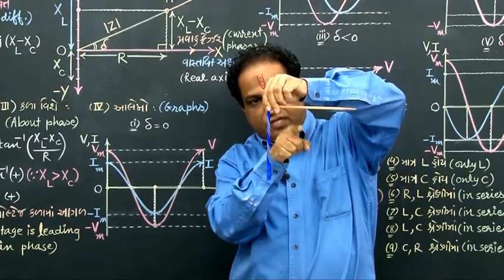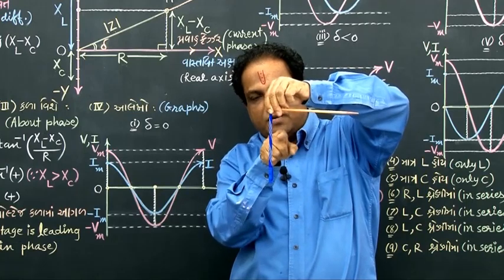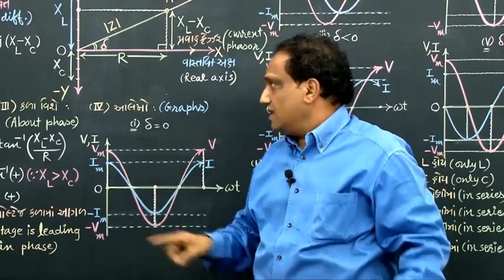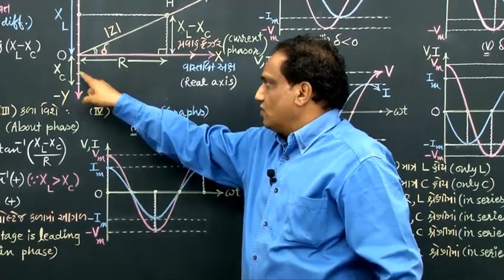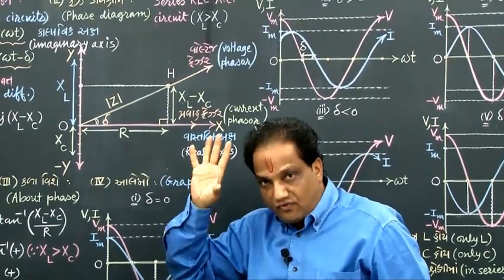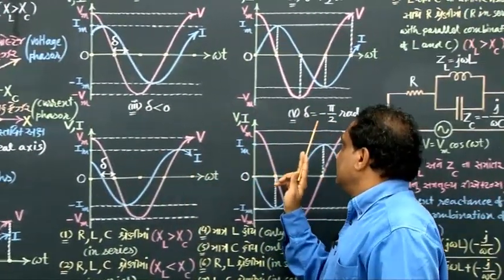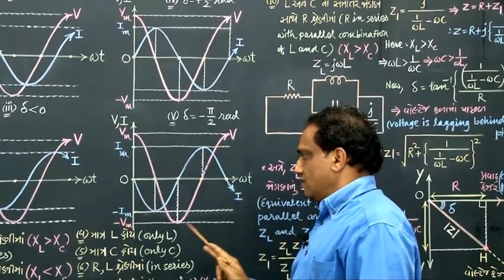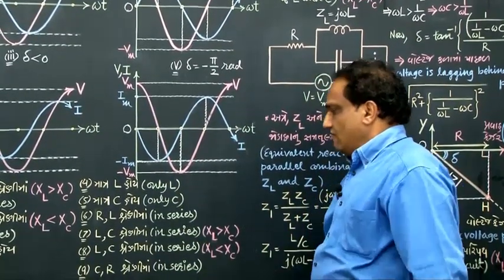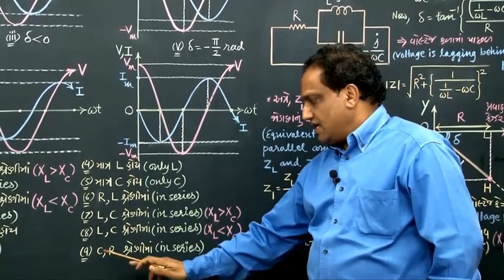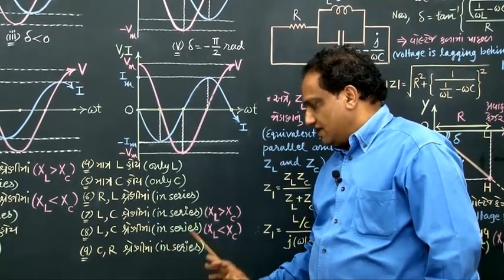The angle between these two, you can see, is minus pi by 2 radian. Why minus? Because it is in the fourth quadrant, that's why. If this delta is in the fourth quadrant, then it should be taken negative. Fine. Now for delta equals minus pi by 2 radian, these are the graphs. Okay? Come on. We go now to circuit number 9, in which C and R are in series.